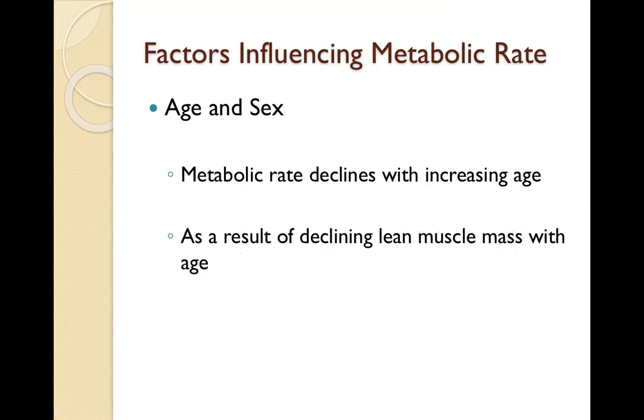Metabolic rate tends to decline with increasing age, and this decline is a result of the lean muscle mass declining with age as well. So as you get older, the amount of lean muscle mass that you have goes down, and so you don't have as much metabolically active tissue, and therefore your metabolic rate goes down as well.